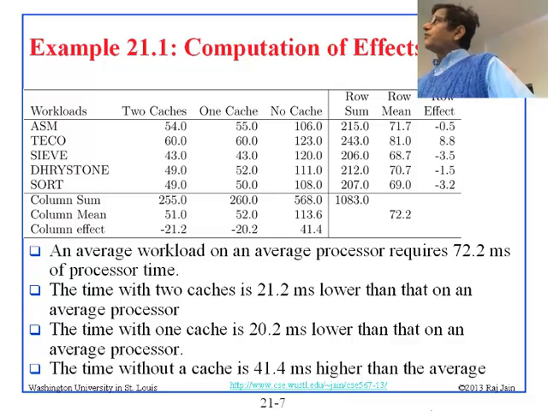Similarly, we do the column wise. We get the column mean. And how do we get the column mean? We do the column sum and then divide this number by what? By 5. Right? So we get 51, 52, 51, 33. Subtract 72 and we get these effects. Subtract from 51, 72, you get minus 21.